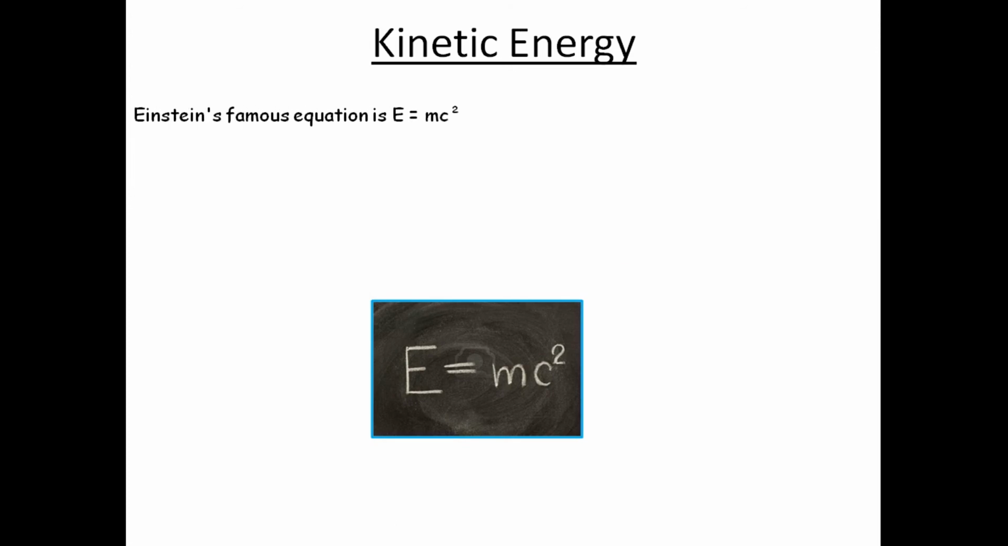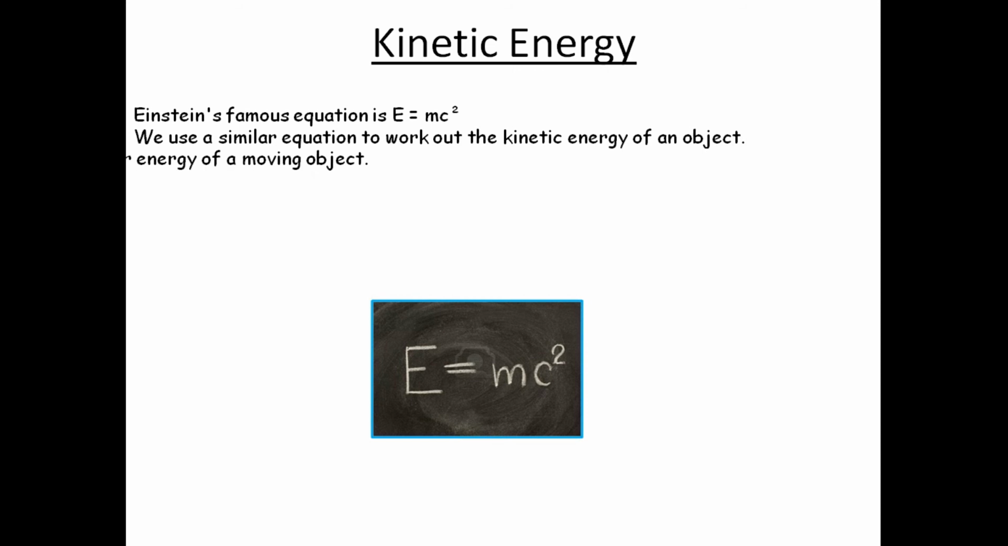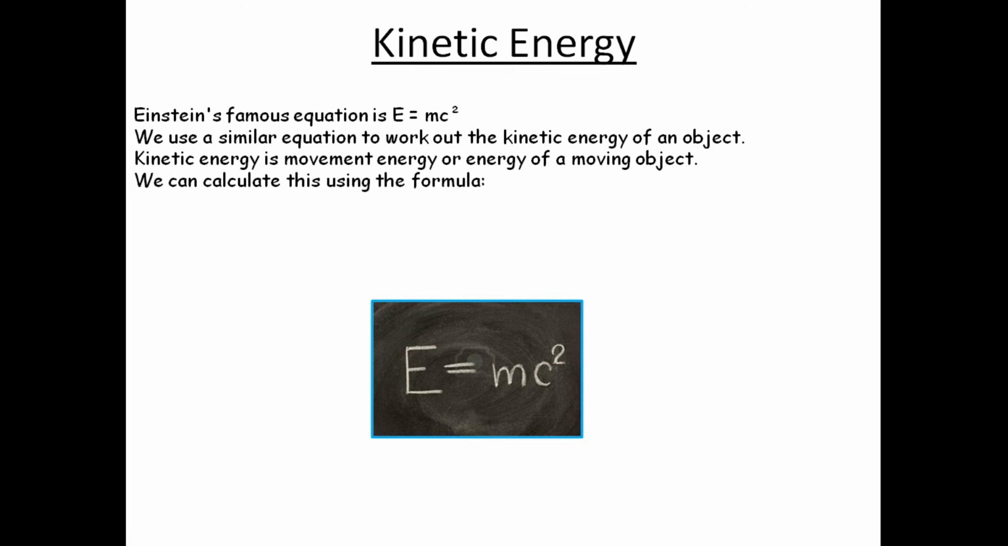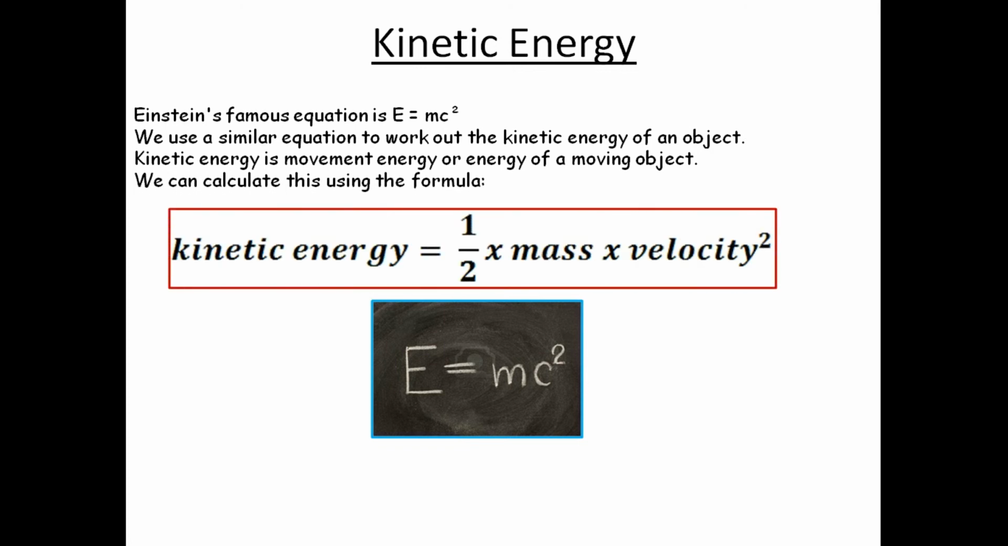Kinetic energy. Einstein's famous equation is E equals mc squared. We use a similar equation to work out the kinetic energy of an object. Kinetic energy is movement energy, or energy of a moving object. We can calculate this using the formula half times mass times velocity squared.